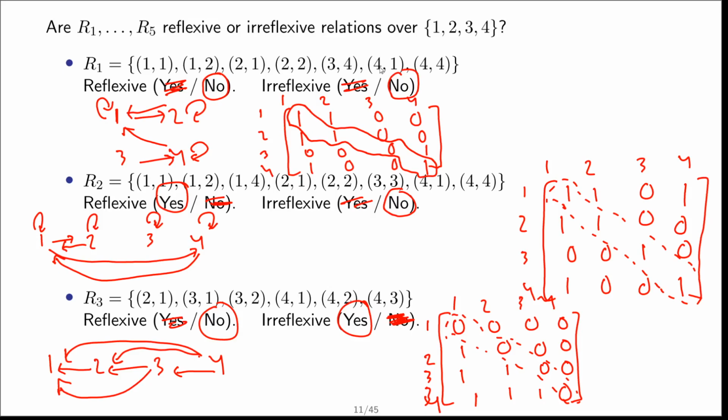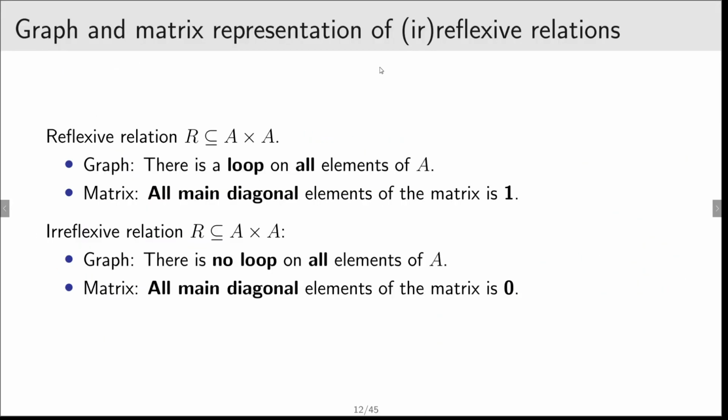So you have these 3 examples, and we could summarize the graph and matrix representations of irreflexive relations or reflexive relations. For a reflexive relation, the graph representation would have a loop on all elements of A, whereas the matrix would be such that all main diagonal elements are 1.